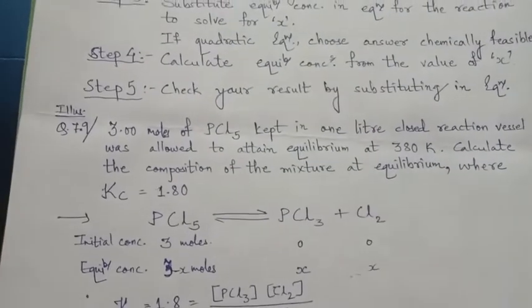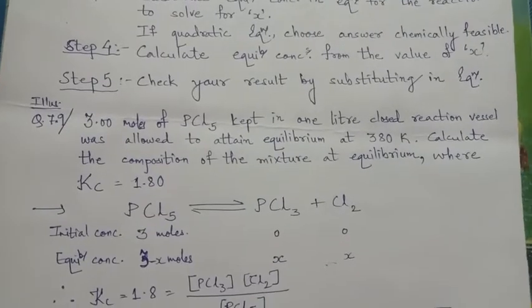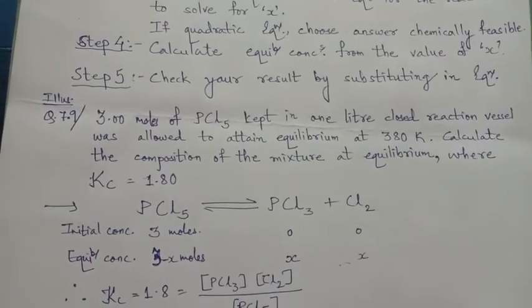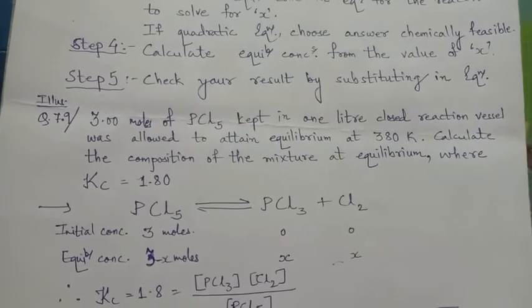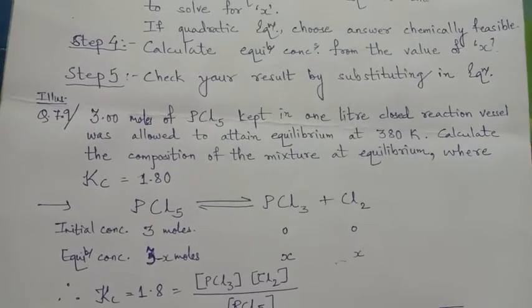3 moles of PCl5 kept in a 1 liter closed reaction vessel was allowed to attain equilibrium at 380 Kelvin.